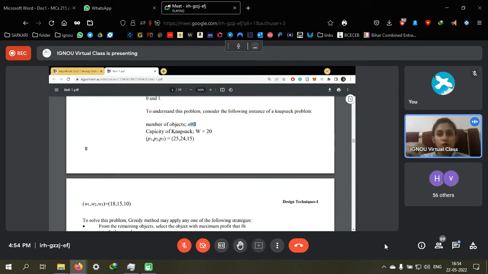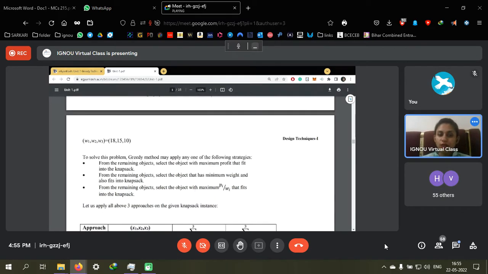That means a knapsack is like a sack in which we carry a lot of things. The capacity of that knapsack is equal to 20. And here is the profit. P1 for the first object is 25, P2 for the next object is 24, and P3 for the third object is 15. And here is the weight. For the first object, weight is 18, for the second 15, and then 10.